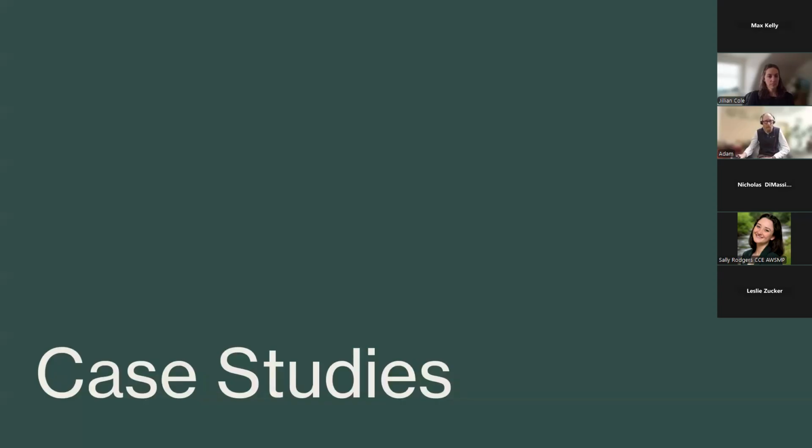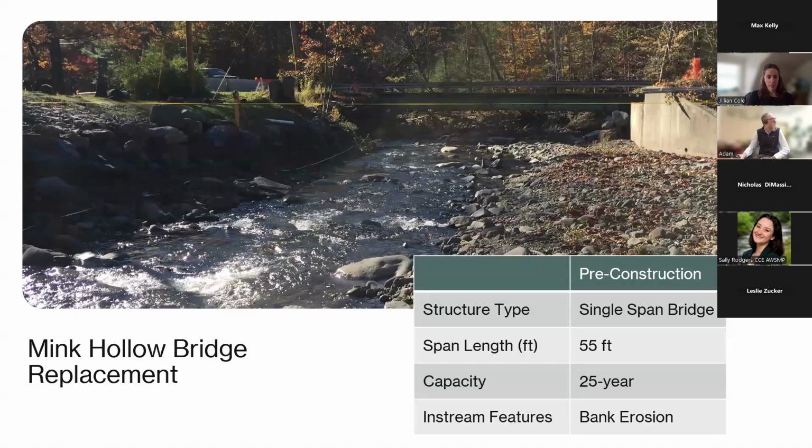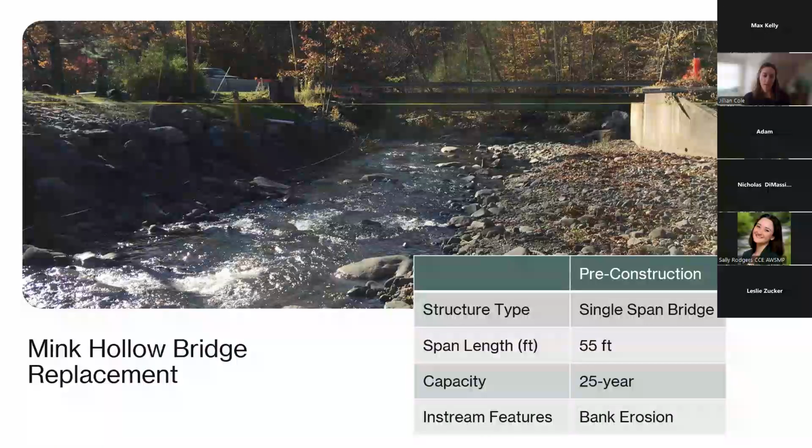Okay, so now we're going to focus on two local case studies. Jillian's going to talk first about the Mink Hollow Bridge replacement. So this was a bridge replacement that was completed on Mink Hollow Road over Beaver Kill. This is the existing condition, so you can see it's a single span bridge. The existing span length is 55 feet, which had a capacity to convey the 25-year event.